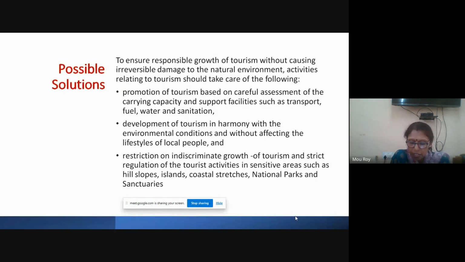Now, there are solutions also. When we talk about the solutions, what are the solutions to ensure responsible growth of tourism without causing any damage to the natural environment? There are a lot of activities relating to tourism that should take care. So, what are they? Promotion of tourism based on careful assessment of the carrying capacity and support facilities such as transport, fuel, water, and sanitation.